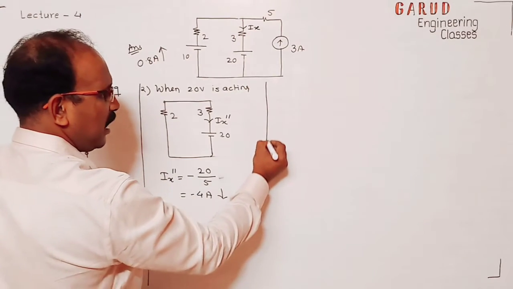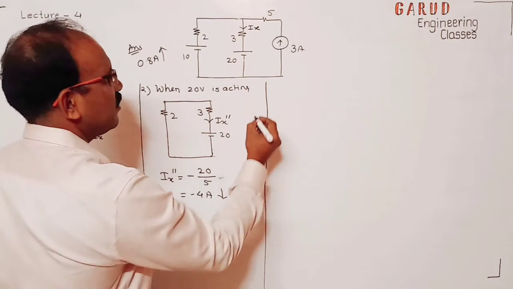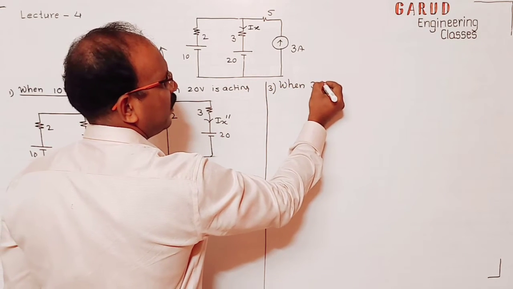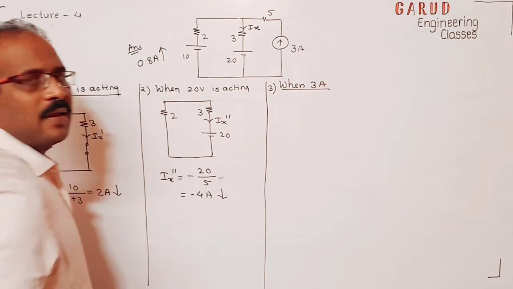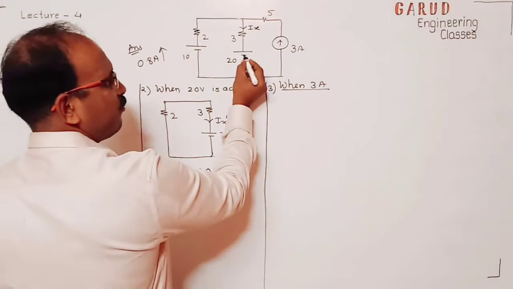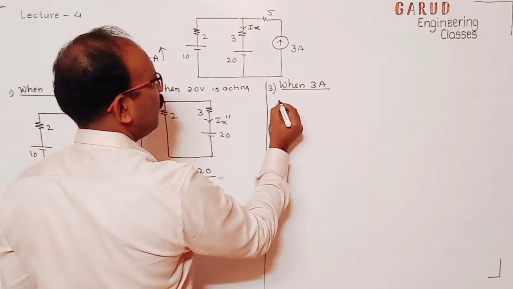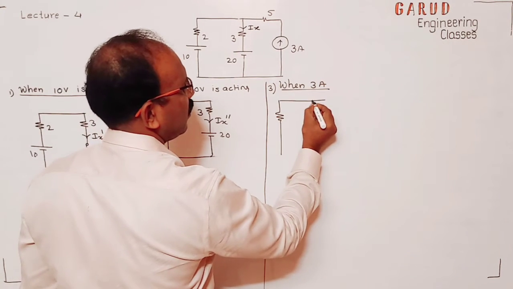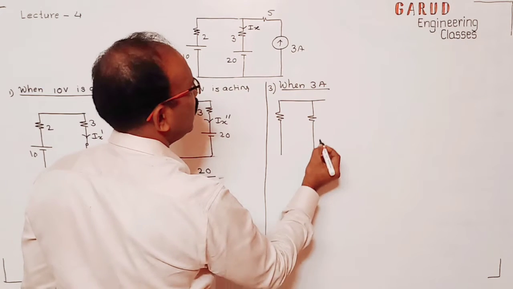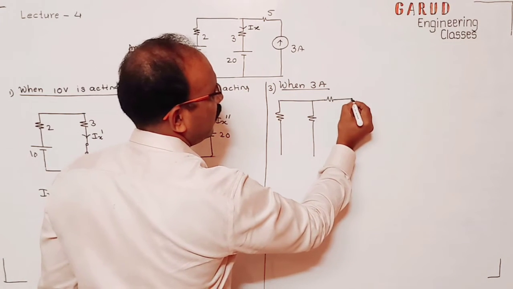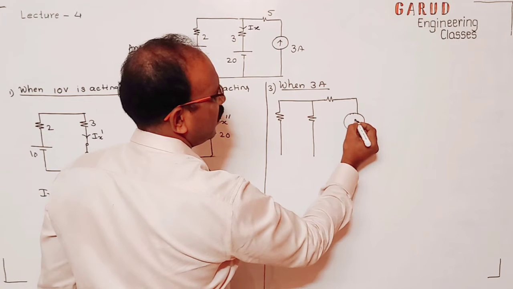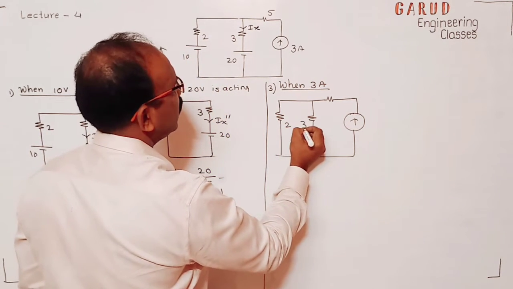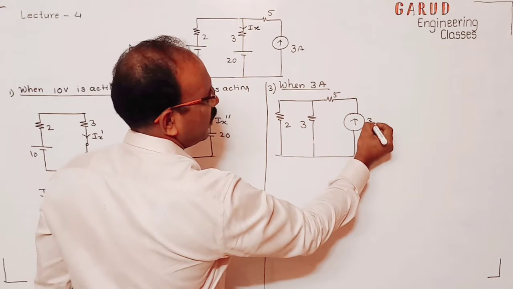Correct? Now, case number 3. When 3 ampere is acting alone, so we have to short this, we have to short this. So your circuit diagram will be, we will be shorting this, and this is redundant. If you want to remove, we can remove, otherwise not necessary. Here 2, 3, 5, 3 ampere.